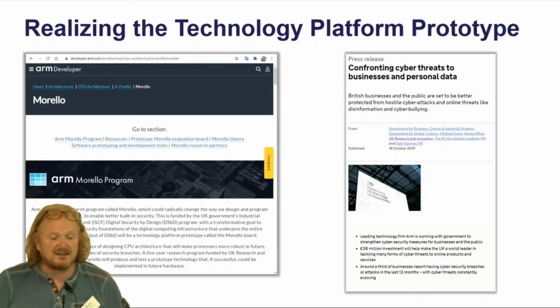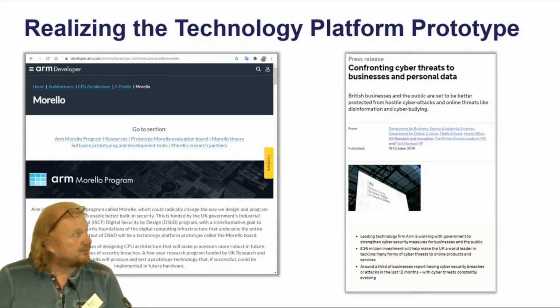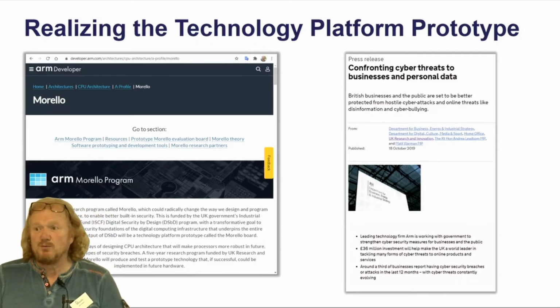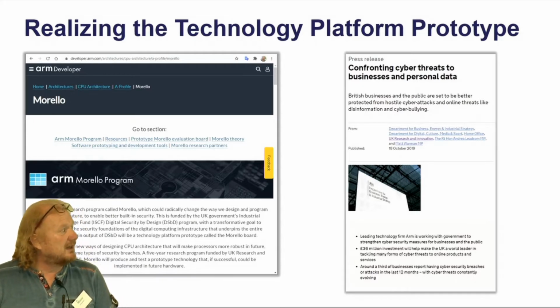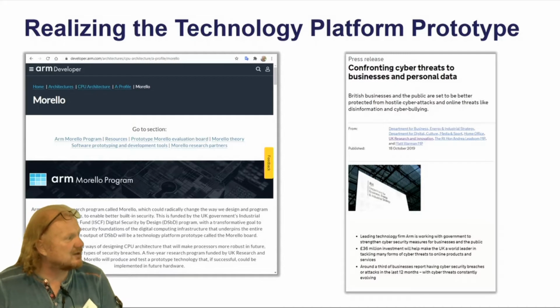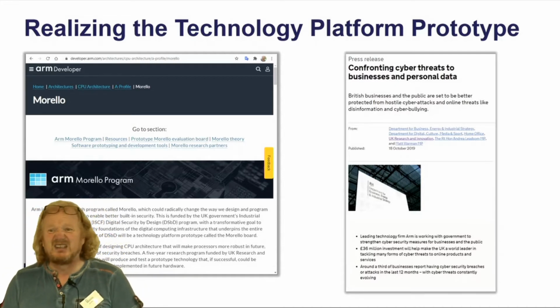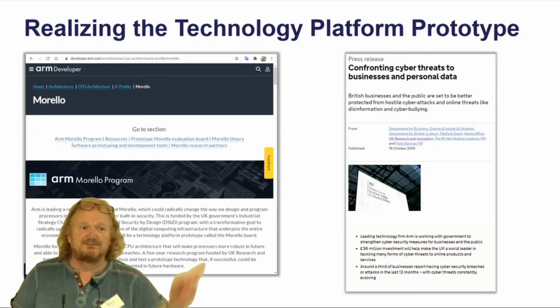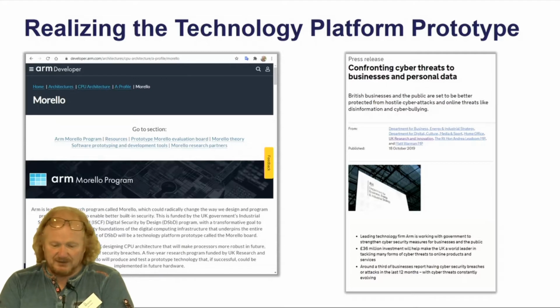So realizing the technology platform, this obviously was a big undertaking by ARM. It's called the Morello program, is their activity. We'll look at that in a little bit more detail later, but that was announced, the date on there, October 19. So it actually took a year from finance to actually starting that program. It's good to move nice and quick and agile.